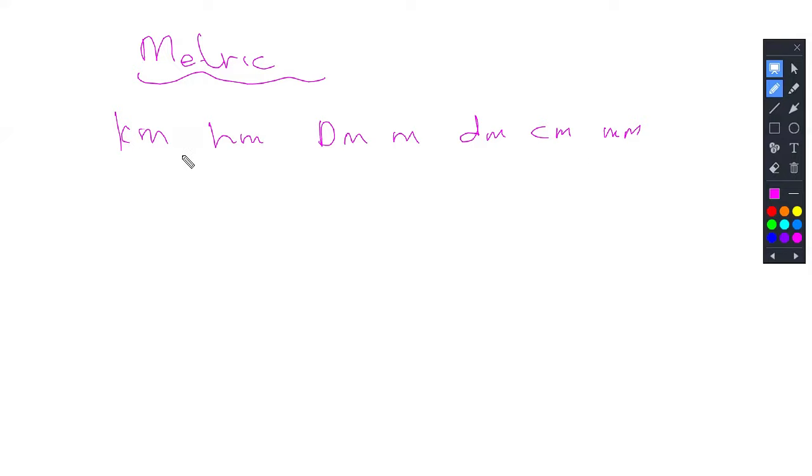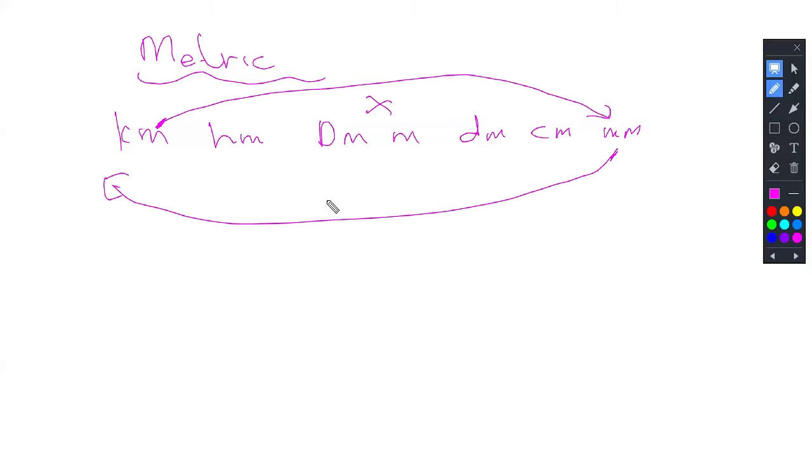Now, there is a rule that Maths Lit students need to be aware of. When we change from a bigger unit to a smaller unit, we multiply. And when we change from a smaller unit to a bigger unit, we divide. So this is the rule that we are going to be working with. Let me give you a practical example.